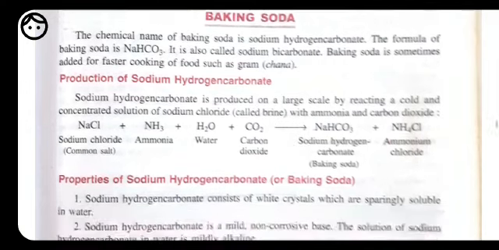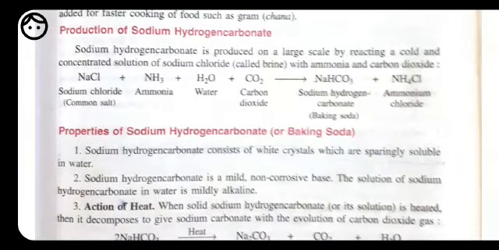Now we have the properties of sodium hydrogen carbonate. First, it consists of white crystals which are sparingly soluble in water. Sparingly soluble means they are partially soluble in water at room temperature. But if we increase the temperature, or take lukewarm water, then it is easily soluble in water. Second, sodium hydrogen carbonate is a mild non-corrosive base. The solution of sodium hydrogen carbonate in water is mildly alkaline. It also shows basic character.